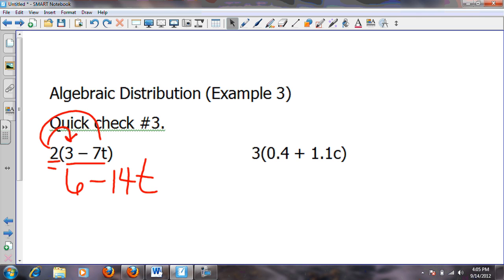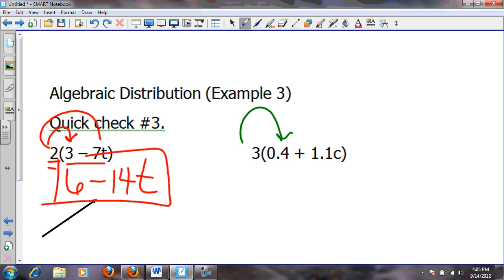Can I simplify that anymore? 6 minus 14t. No, I do not know what t is, so I have to leave it 6 minus 14t. And that is an okay answer. Let's try the next one.